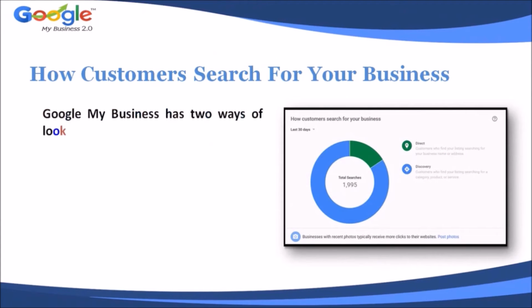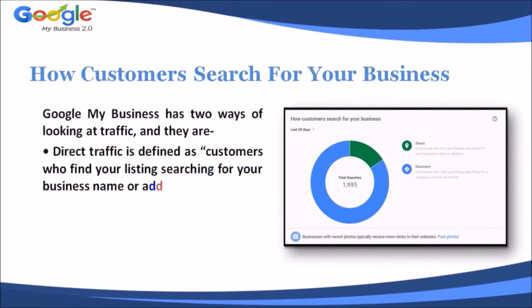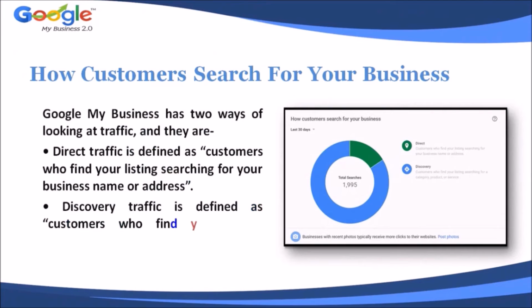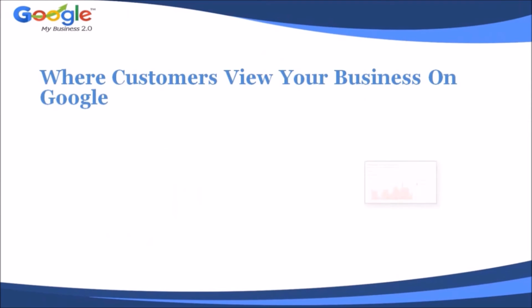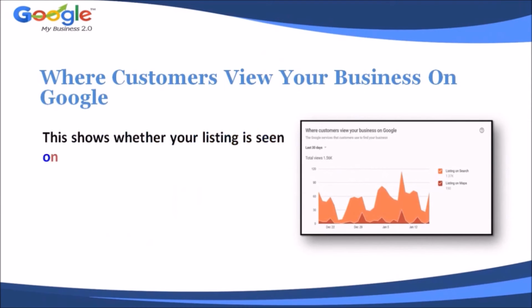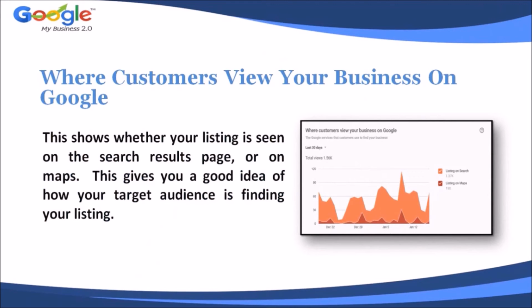Google My Business has two ways of looking at traffic. Direct traffic is defined as customers who find your listing searching for your business name or address. Discovery traffic is defined as customers who find your listing searching for a category, product, or service. Where customers view your business on Google shows whether your listing is seen on the search result page or on the maps. This gives you a good idea of how your target audience is finding your listing.